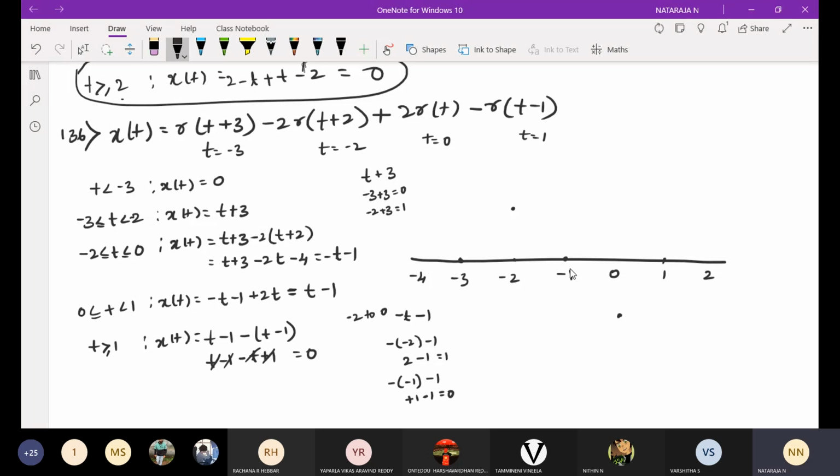Then from 0 to 1, it is t minus 1. First substitute t equal to 0: 0 minus 1, you will get minus 1. Then substitute t equal to 1: 1 minus 1 will be 0. So the signal starts here, goes to positive 1, then reaches minus 1 at 0. From minus 1 to 0 it is minus 1, then from 0 to 1 it will be 0. This is your x of t, and this is your time axis t. Any doubts?